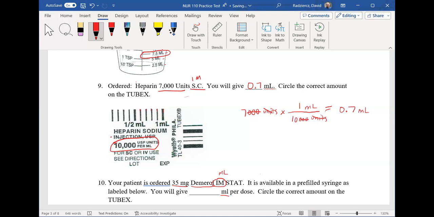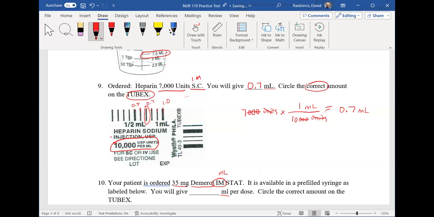All right. The next thing is, remember, you'll miss these if you don't put in your information on your Tubex. So you want to make sure you circle the correct amount on your Tubex. We have to look at this and realize half a milliliter is the same thing as 0.5. And then I want to make sure, are these in units of 0.1 or 0.2? So I'm going to count. This is 0.5, this is 0.6, 0.7, 0.8, 0.9, 1.0. Okay, so 5, 6, 7. This would be my answer right here. You may even want to add 0.7, that way they know that you tagged the right thing.